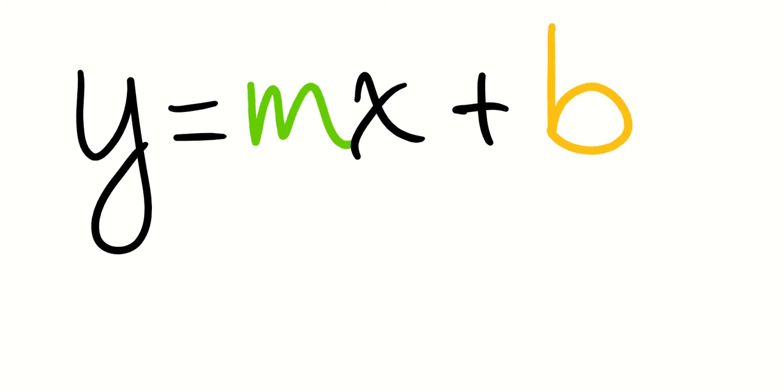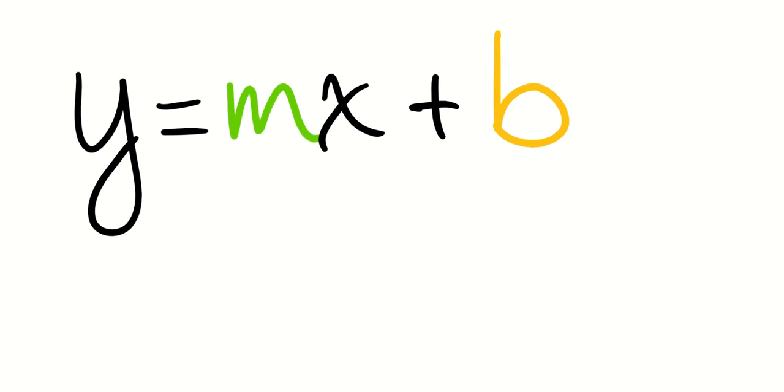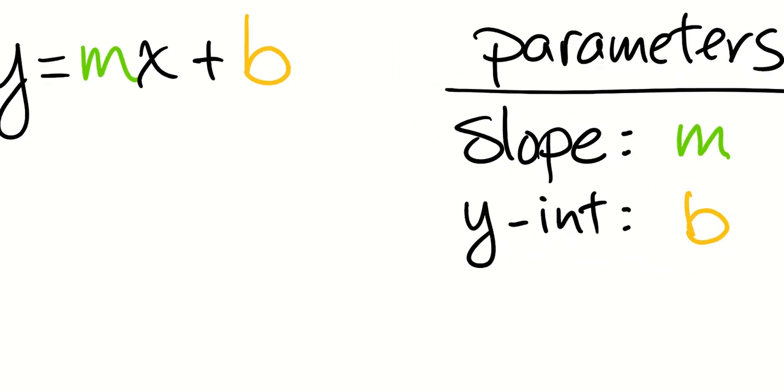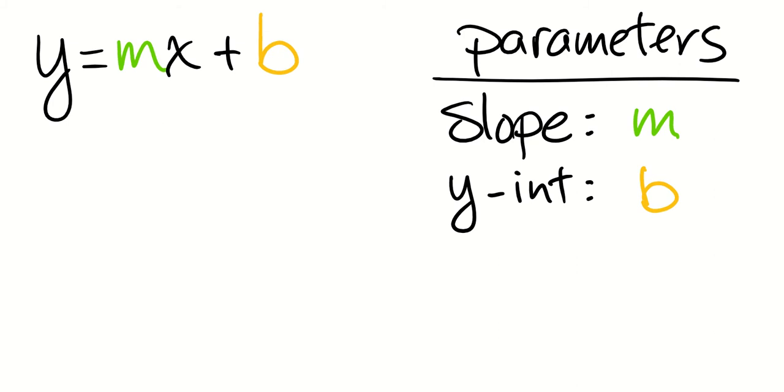So if we know two parameters, it's fairly simple to write the equation of a line in slope-intercept form. This is the equation of a line in slope-intercept form, y equals mx plus b. And the two parameters that we need to know to easily write the equation are the slope and the y-intercept. We've got a slope parameter and a y-intercept parameter.